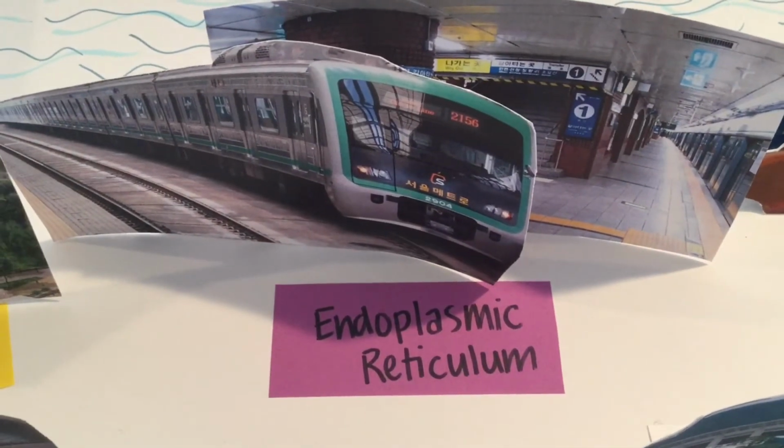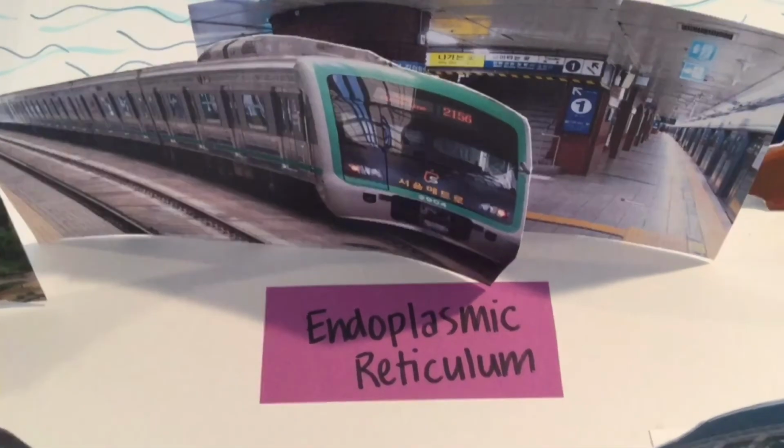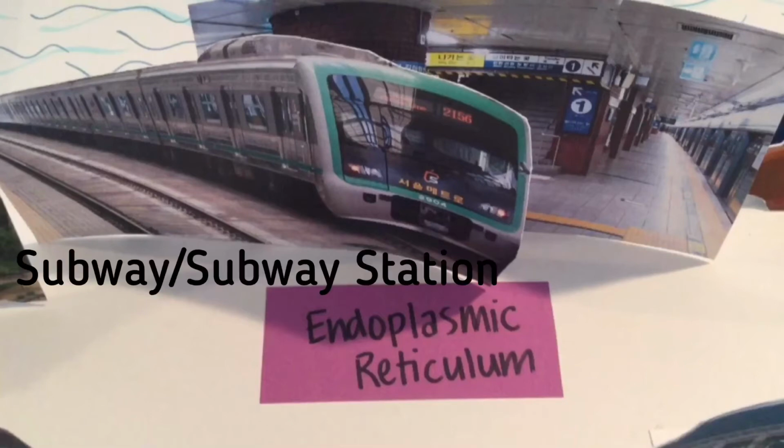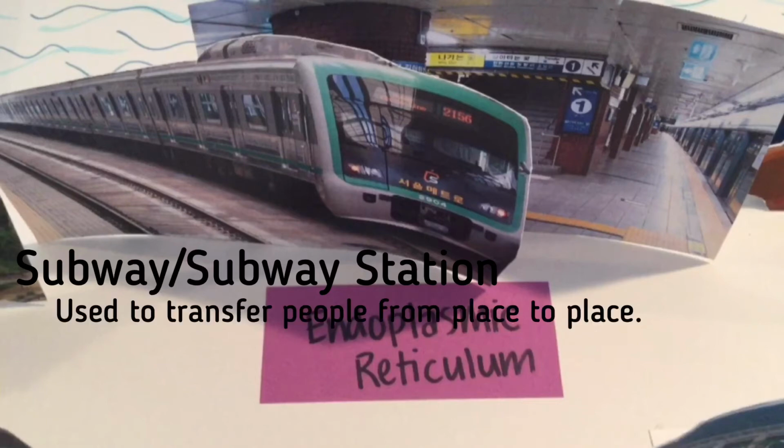The endoplasmic reticulum in my city is the subway and the subway stations. The endoplasmic reticulum is in charge of transporting proteins in a cell. Roads and subways in Korea are just like the endoplasmic reticulum. Since there are so many subways available all throughout Seoul, many people don't own cars. Therefore, subways are used every day to transport people to work, home, school, or any other place.